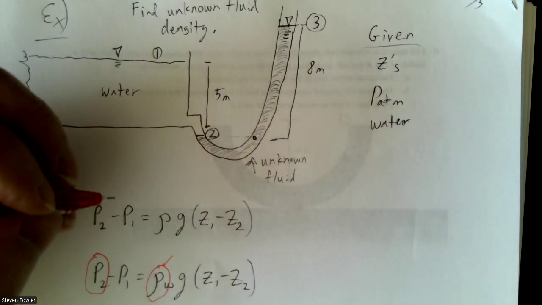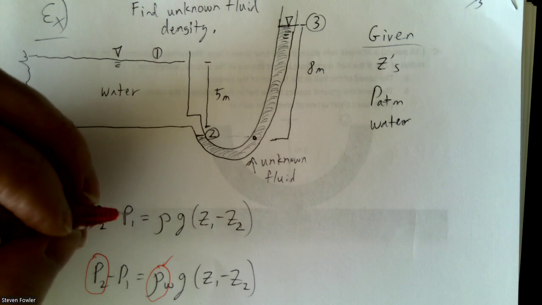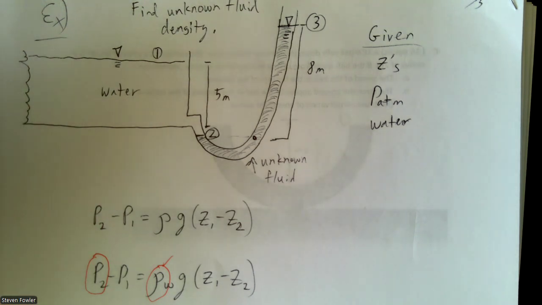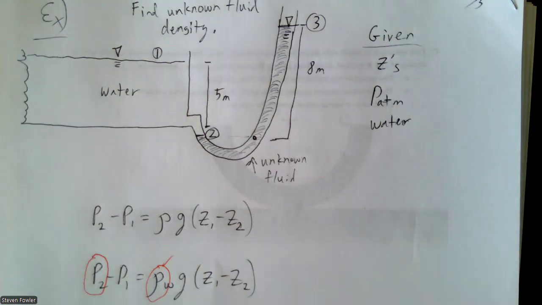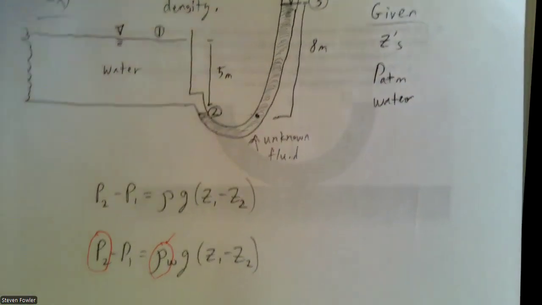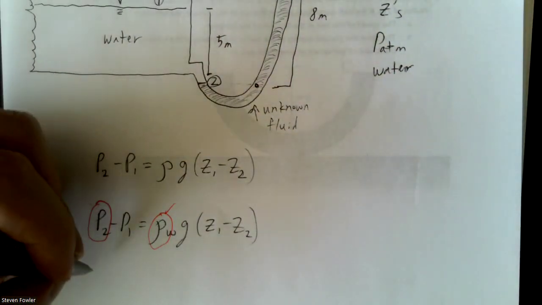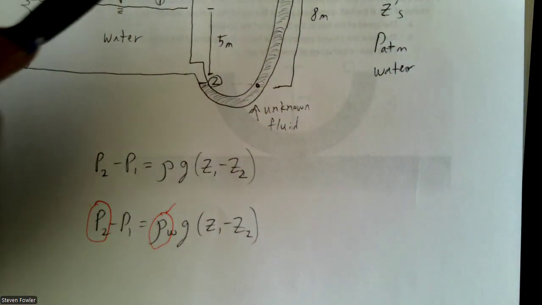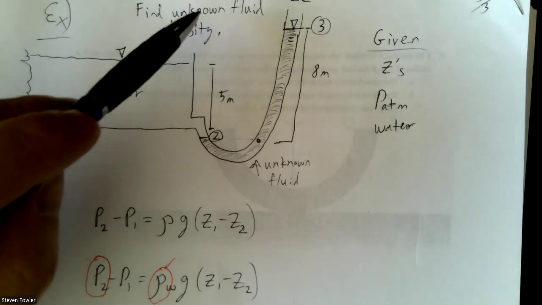What is not known? Well, I've got one equation, one unknown, actually. I do have this unknown, or I can find this unknown, so I can solve for P2 there if you like. But what am I actually looking for? Well, I'm looking for the density of the unknown fluid.